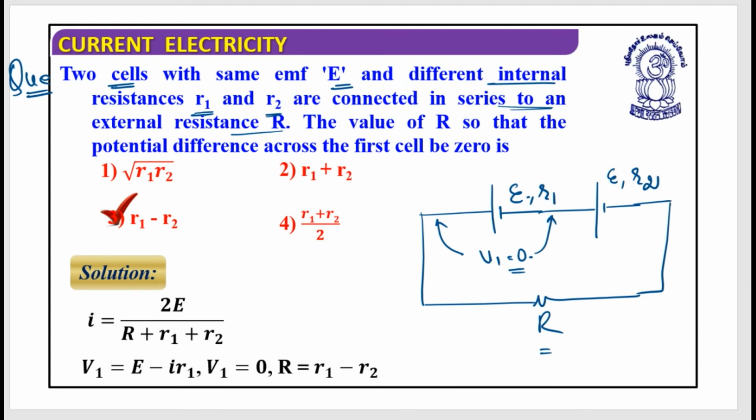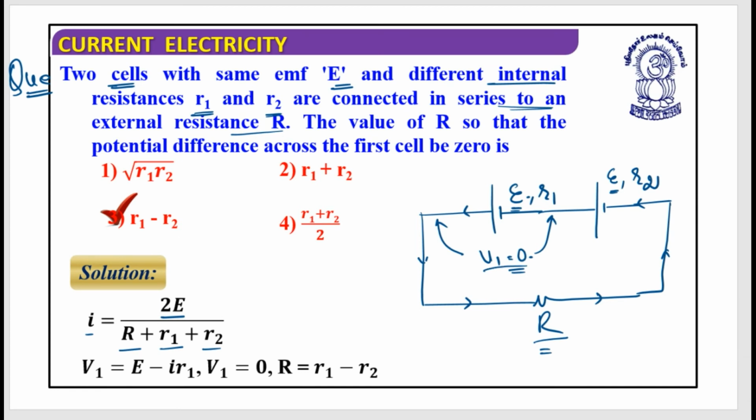So let's just calculate the electric current flowing through this network. The current could be written as, this is E, this is E. So this could be written as I is equal to 2E divided by the external resistance R plus R1 plus R2.